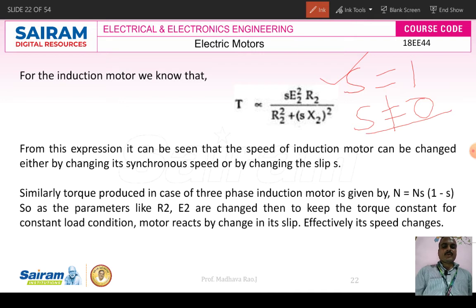Similarly, for the torque produced by a three-phase induction motor, the motor speed N is equal to Ns into (1 minus S). So as S varies, the speed varies. If parameters like R2 and E2 are changed, we can keep the torque constant. By changing the rotor resistance R2 and the rotor induced voltage, we can keep the torque constant for constant load conditions.